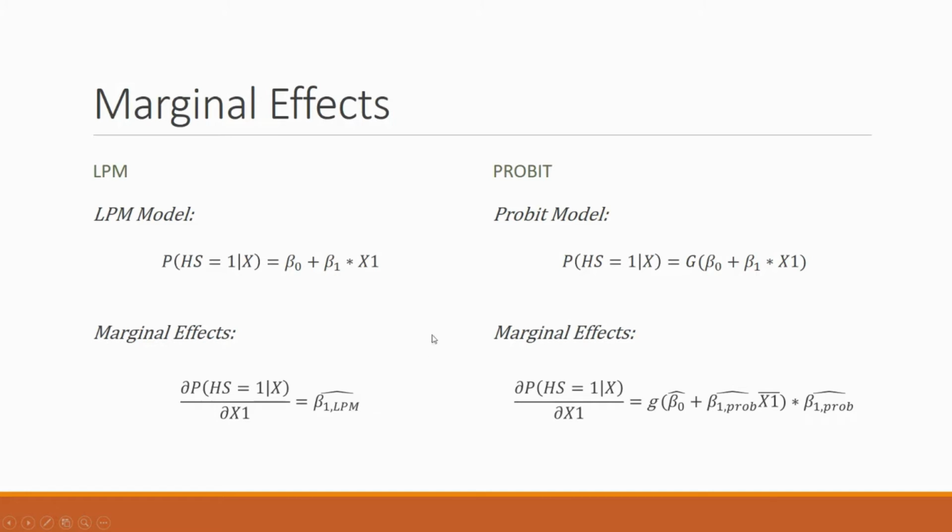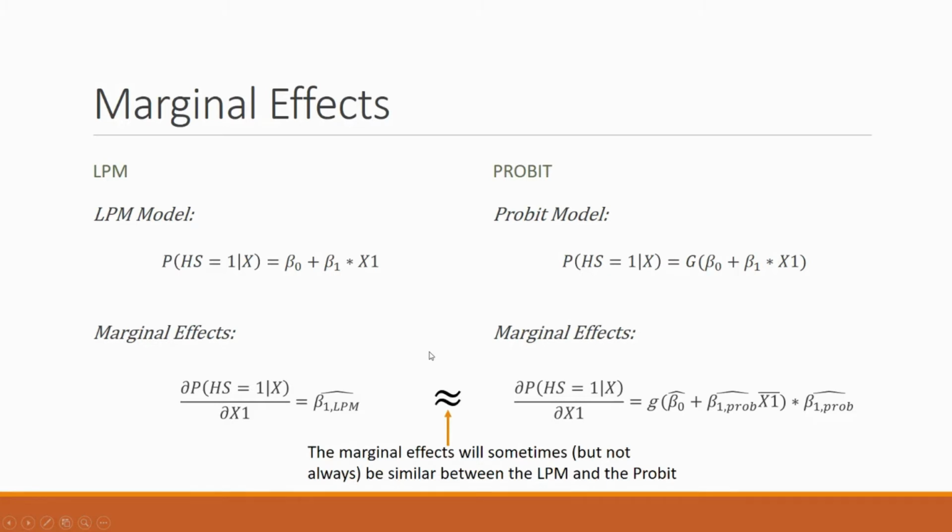Okay, so basically, when we're using different models, we need to remember what the marginal effect is and how we find it. With a linear probability model, the marginal effect is just beta 1 hat. With a Probit model, the marginal effect is this whole expression. I'm going to show you in a moment how we calculate these using data. Sometimes, but not always, these are similar to each other. They're somewhat similar.